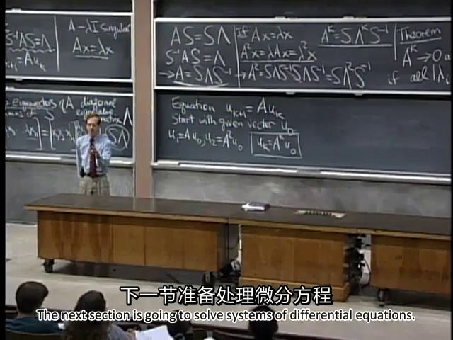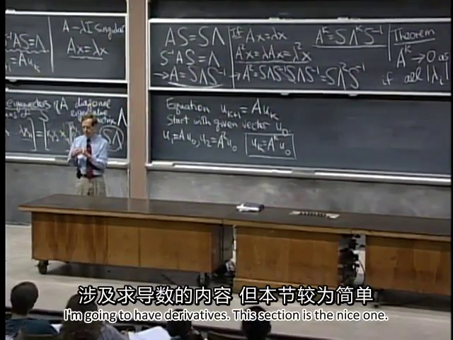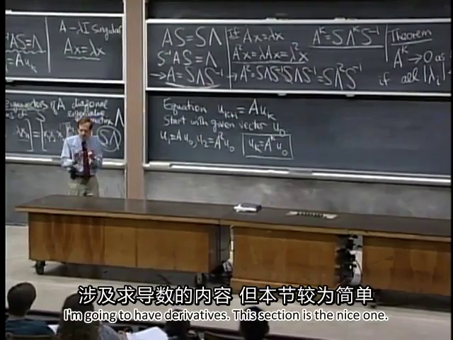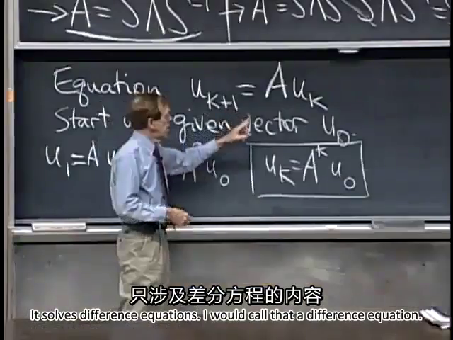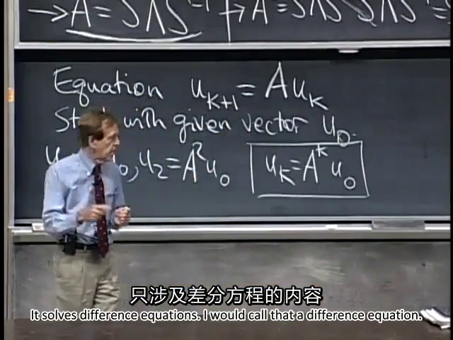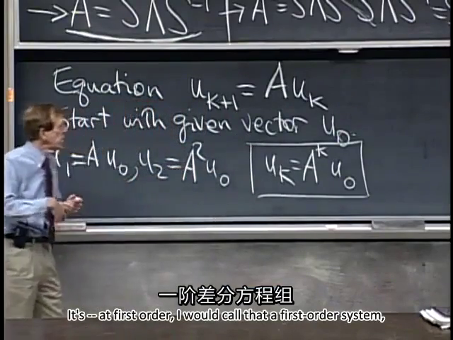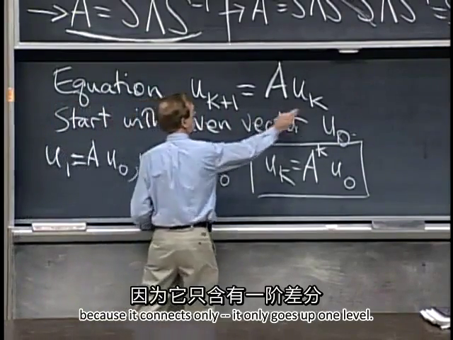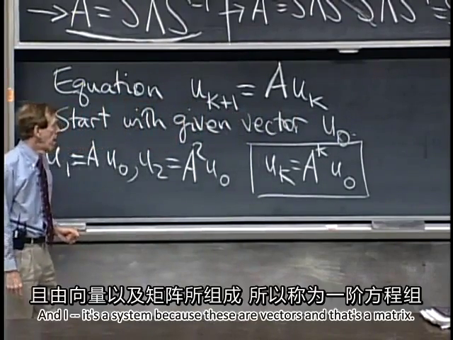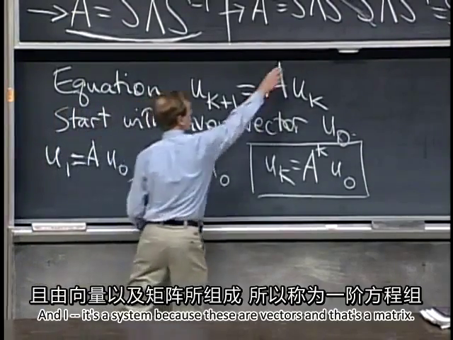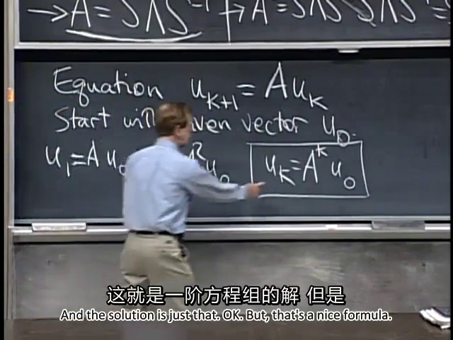The next section is going to solve systems of differential equations. I'm going to have derivatives. This section is the nice one. It solves difference equations. I would call that a difference equation. It's first order. I would call that a first order system because it only goes up one level. And it's a system because these are vectors and that's a matrix. And the solution is just that.